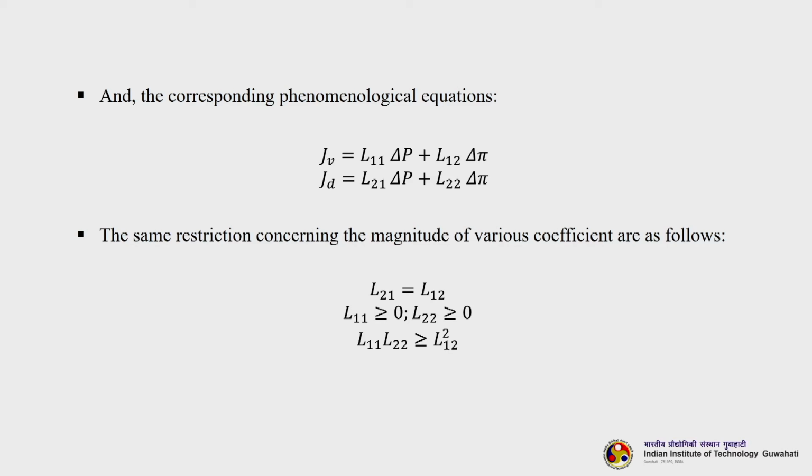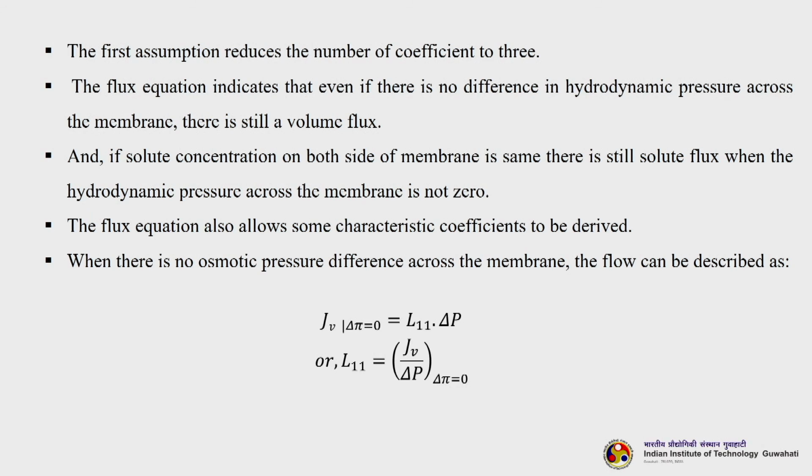Now, the same restrictions recommended by Onsager also apply here, concerning the magnitude of the various coefficients. So, L21 equals L12, L11 should be greater than or equal to 0, L22 should also be greater than or equal to 0, and the product L11 L22 must be greater than or equal to the square of L12. The first assumption reduces the number of coefficients to 3.